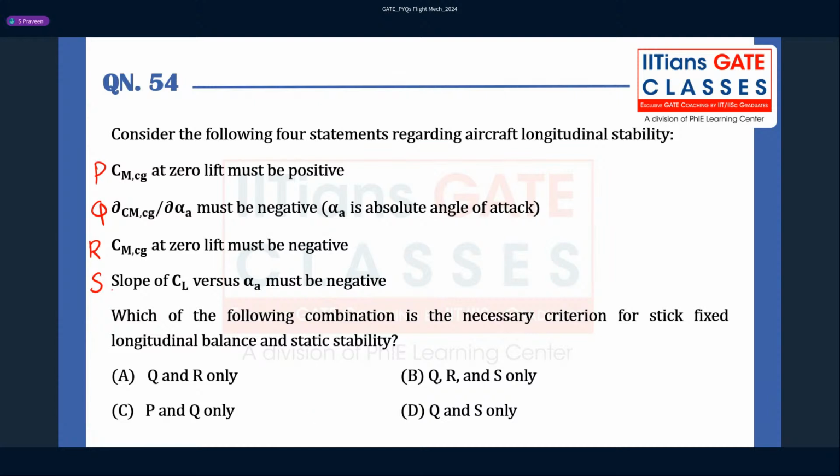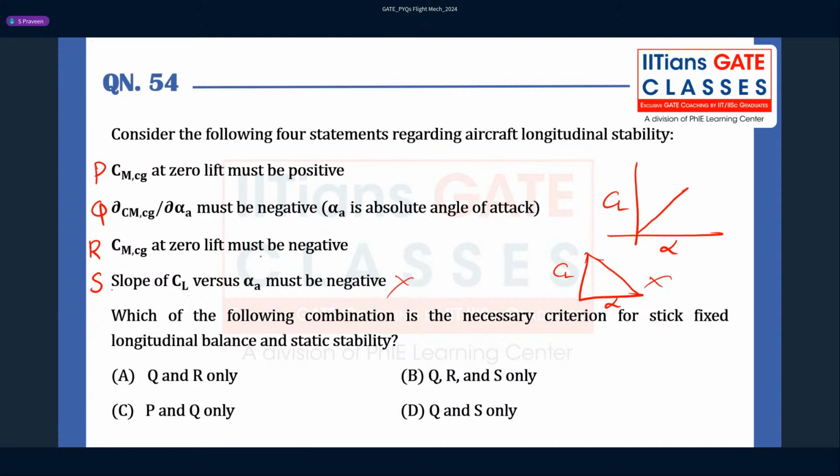Okay, let's analyze these statements. He's saying slope of CL versus alpha must be negative. So we know that from our thin airfoil theory, CL is linearly varying with alpha, right? For the symmetric case. Let's take that, and let's forget the stall regime for now. If the slope is negative, what do you think will happen? Just like this basically, which is not practical. As the angle of attack increases, the CL decreases, which is not a good way to control an aircraft. Right? So this can't be the case.